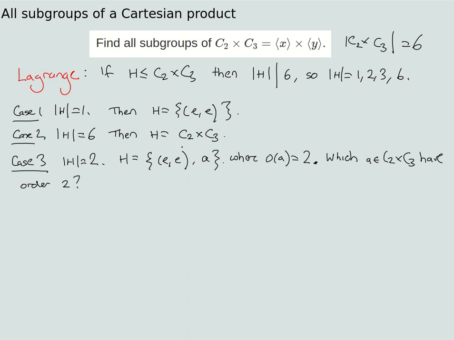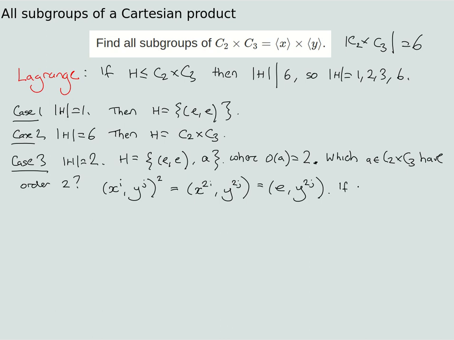Alright, well, let's work it out. A typical element of C2 cross C3 looks like x to some power i, y to some power j, like this. So if it's going to have order 2, then its square must be equal to the identity. So let's just work out its square. Its square is, using the exponent laws, x to the 2i, y to the 2j. And x has got order 2, so x to any even power is the identity. But on the other hand, we've got y to the 2j.